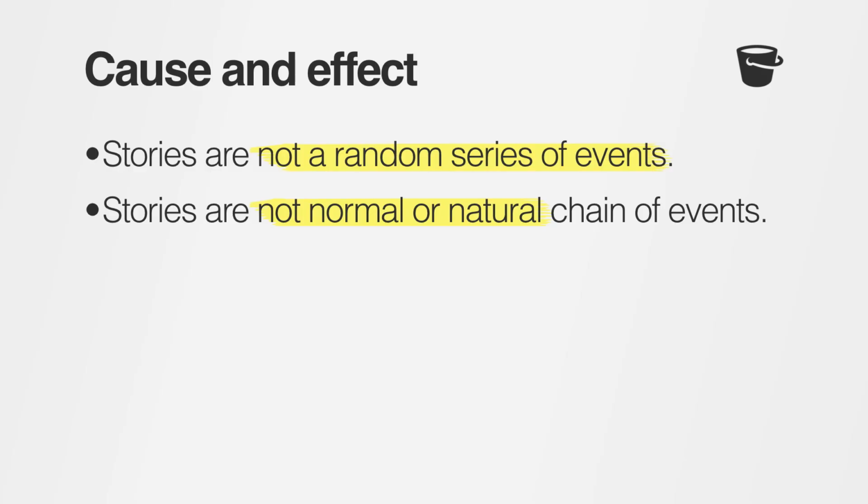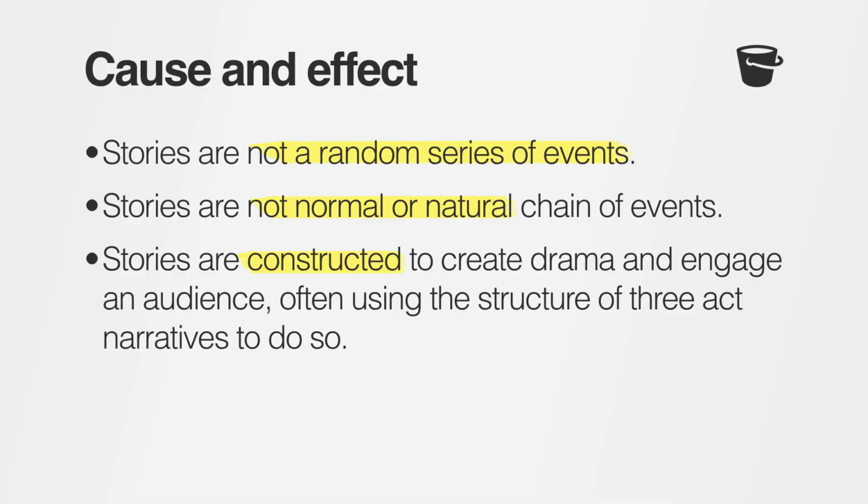Cause and effect also draws our attention to the way narratives are constructed. These events are not normal or natural. They've been engineered by screenwriters and filmmakers to create drama and engage an audience. In a three-act narrative, an inciting event sparks this chain of cause and effect. Every link in this chain presents the characters with setbacks and obstacles as they struggle to achieve their goal, pushing the narrative relentlessly towards its resolution.